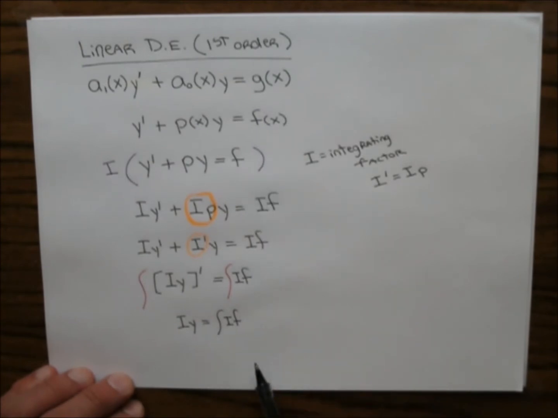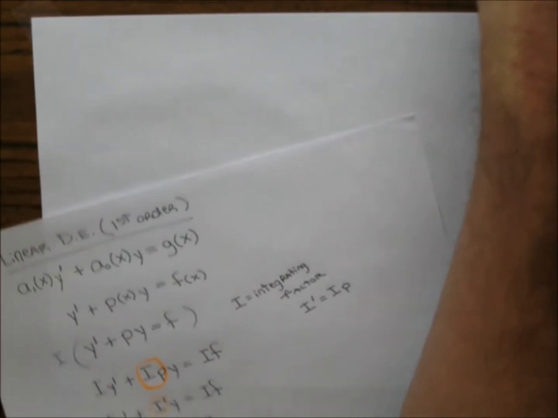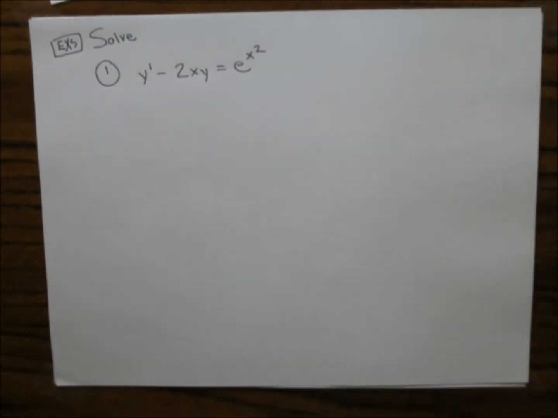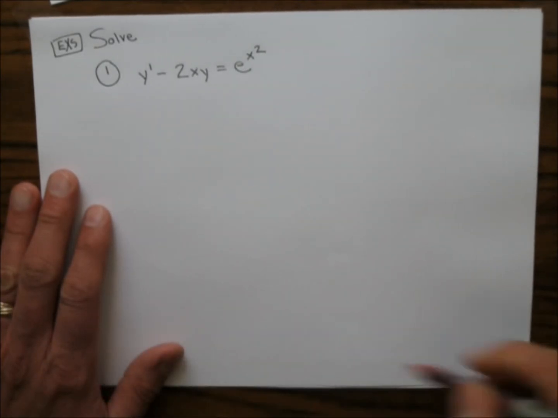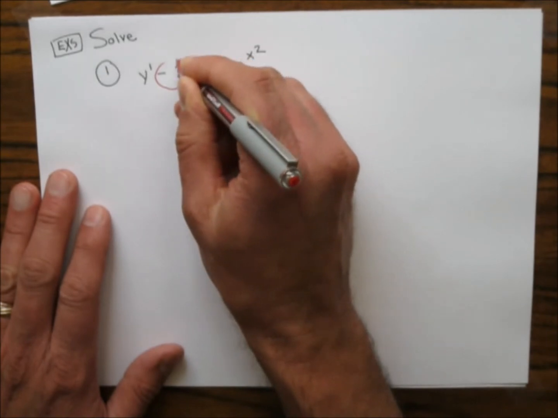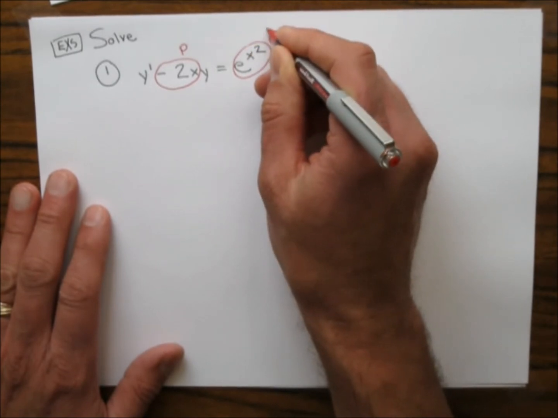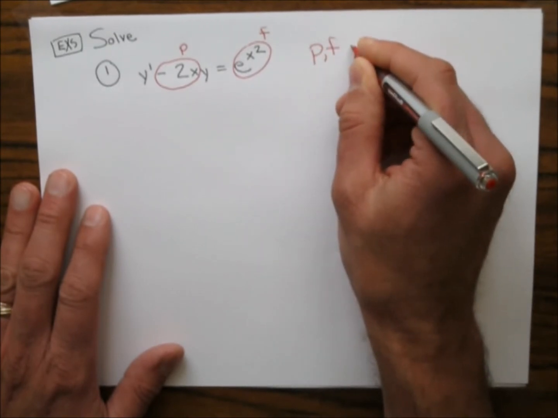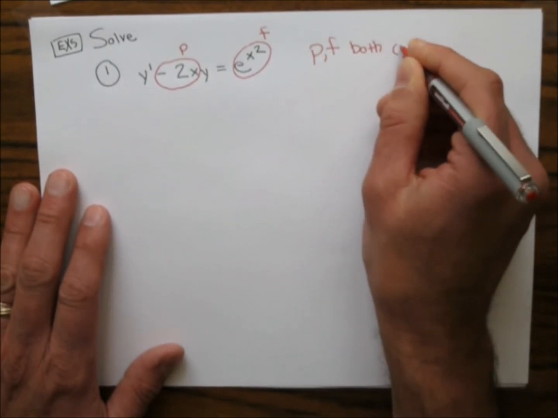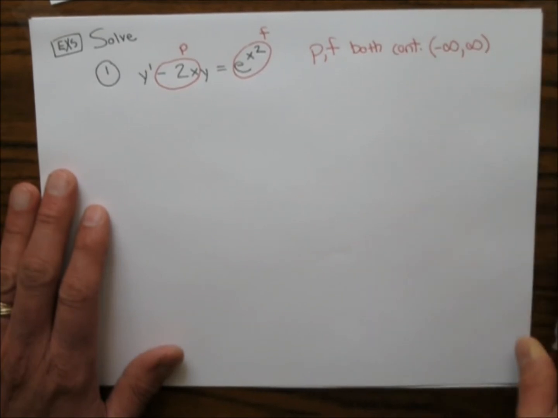This was pretty theoretical, but it kind of explains how the integrating factor works in a more general setting. Let's do a specific setting here. And I have this differential equation right here. So I'm going to identify a few things. This guy right here is function p. And this guy right here is function f. And the first thing that I want to note is that p and f are both continuous for all real numbers, from negative infinity to infinity. Okay, now that's going to help out.